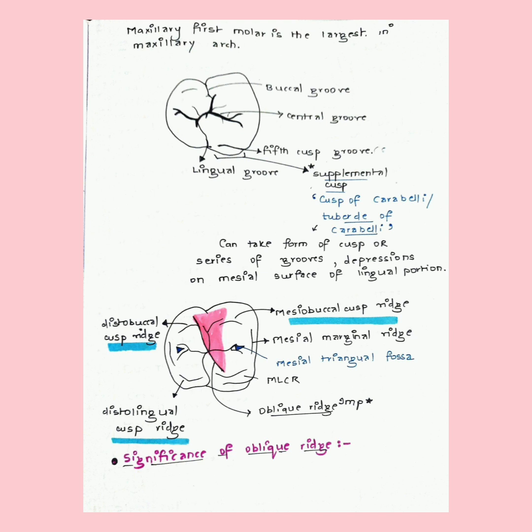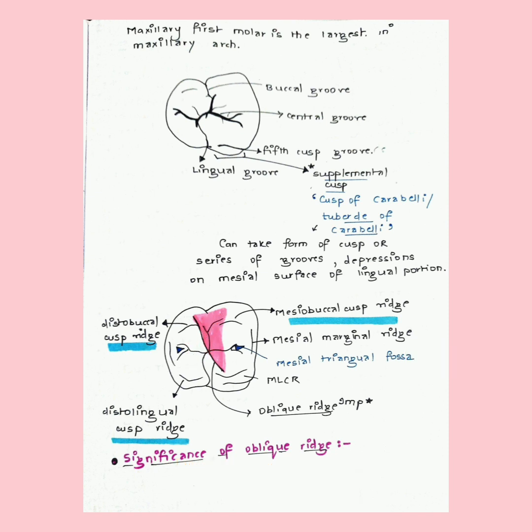Similarly, for the distobuccal cusp, there are distobuccal cusp ridges. There are major foci and minor foci, and this pink highlighted area is the central fossa. And there's also this distal fossa, and minor fossae are the mesial triangular fossa and distal triangular fossa.